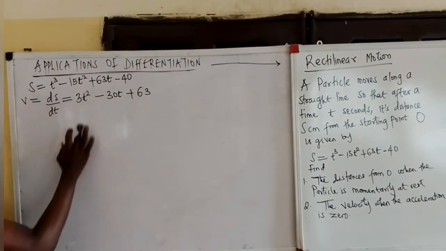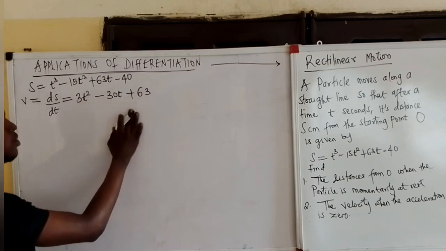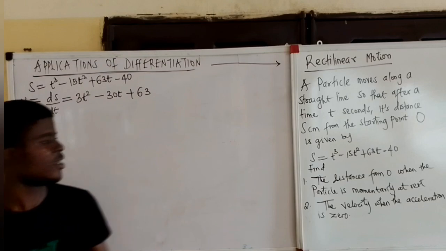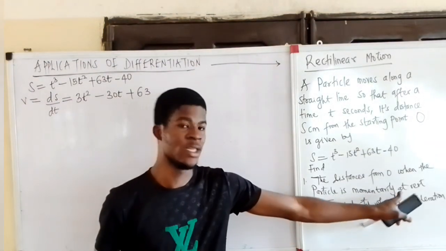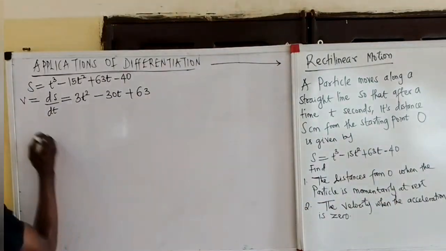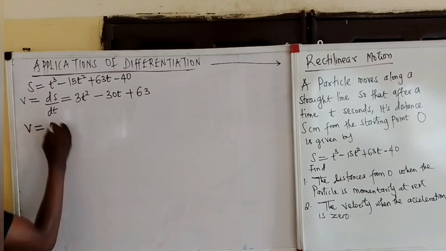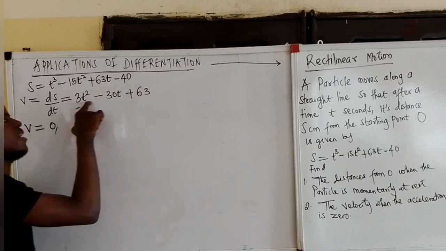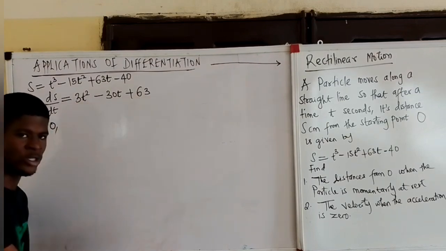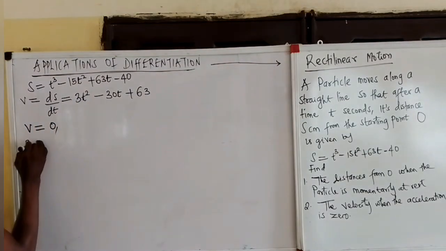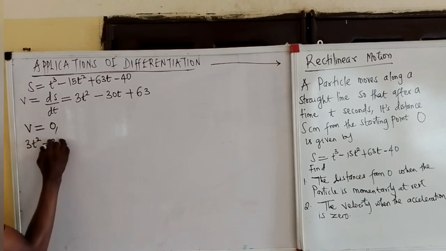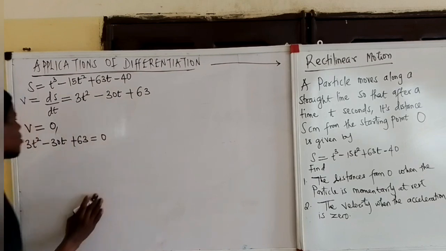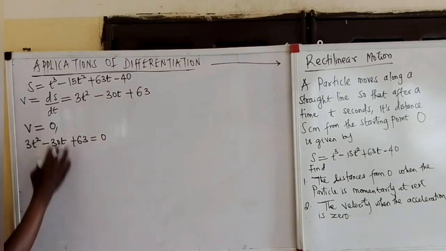This is the velocity, 3t squared minus 30t plus 63. Now, we are told that the particle is momentarily at rest. That means v is equal to what? 0. So when v is equal to 0, it means that this expression here is equal to 0. That is, 3t squared minus 30t plus 63 is equal to 0 because v is equal to 0.